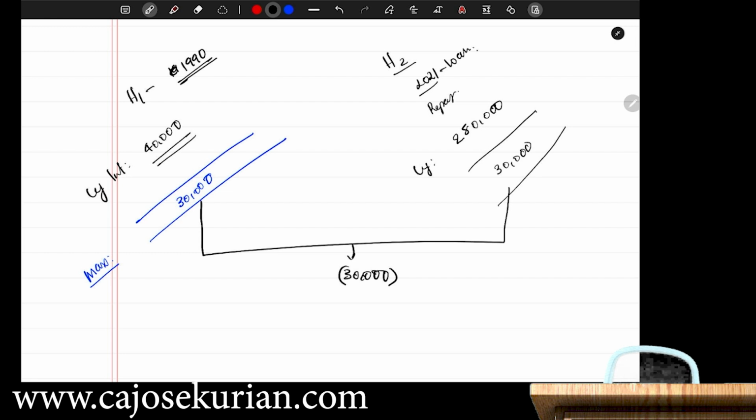No, no. For the unexhausted portion there is no carry forward. You cannot carry it forward. Gone. This is actually year one.